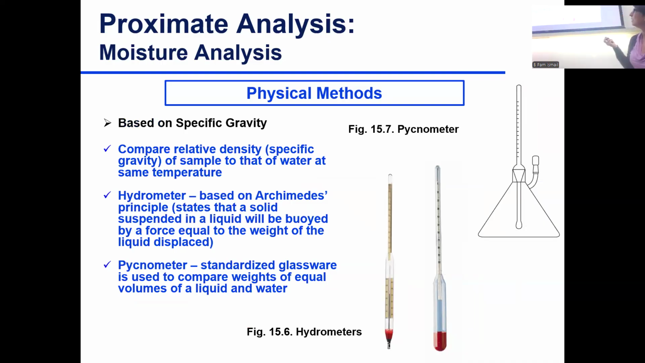These methods, specifically those based on specific gravity, are used for liquid samples. Very commonly used for milk, for example. So the hydrometer, you just put it in and it is buoyed by a force equal to the weight of the liquid displaced. And then that gets converted to the moisture content. And there's another one here, a special glassware that is used to compare the weight of equal volumes of liquid and water.